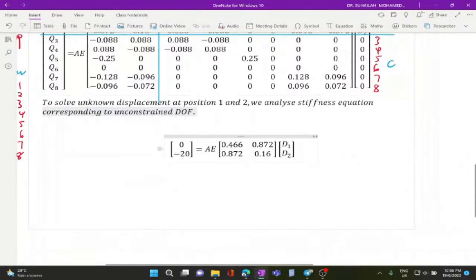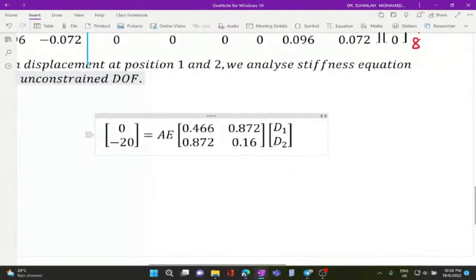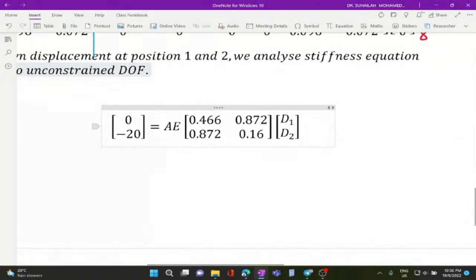Okay, so this is the equation. So when we solve this, we will get D1 and D2. If AE is given, then substitute AE now. If not, we will get D1 and D2 in terms of AE.